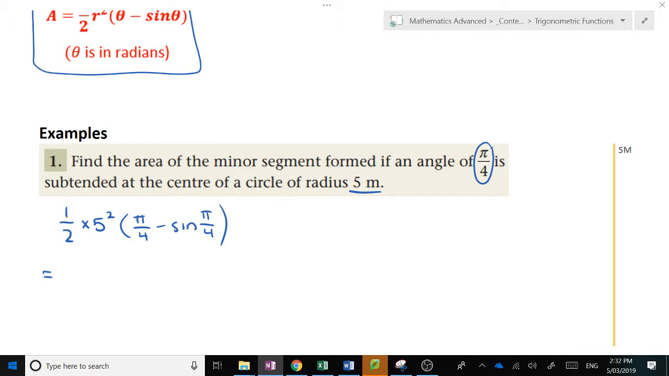Pi on 4 minus sine pi on 4. Now remember, your calculator has to be in radians for this to work, which my calculator is not. Okay, rad.